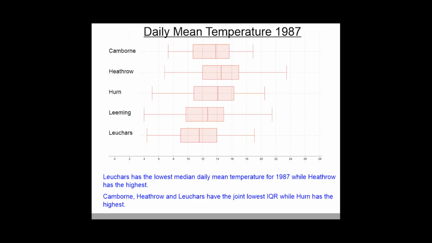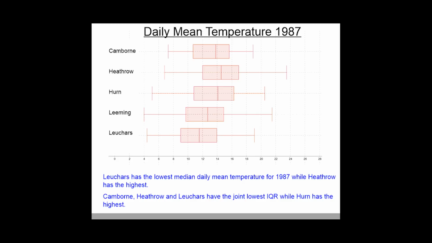My second point here, Camborne and Heathrow and Le Bourget have the joint lowest interquartile range, while Hurn has the highest. So I spoke about the lowest, spoke about the highest, spoke about the fact that many of them had similar interquartile ranges. On top of that, we can go ahead and talk about skew, in which case all of them seem to have negative skew. If there were outliers, there will definitely be something for you to make reference to.